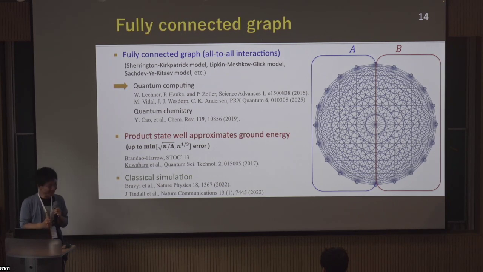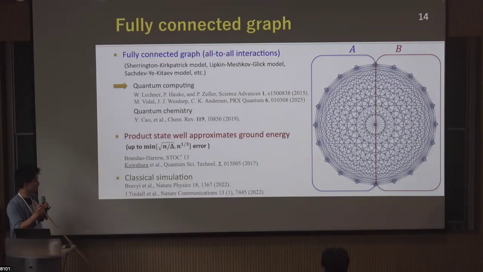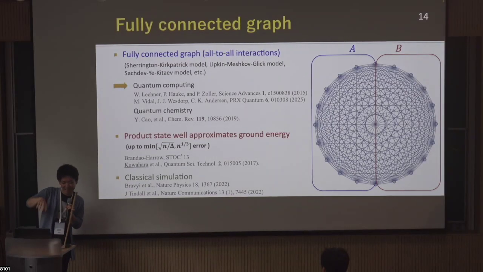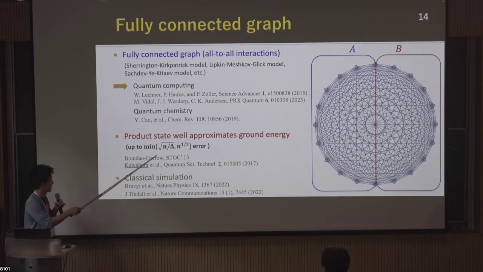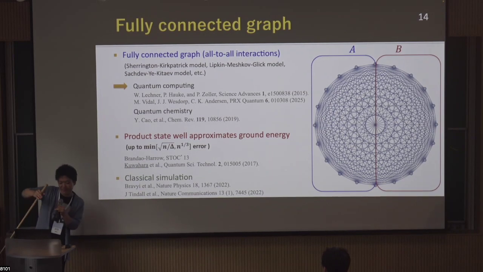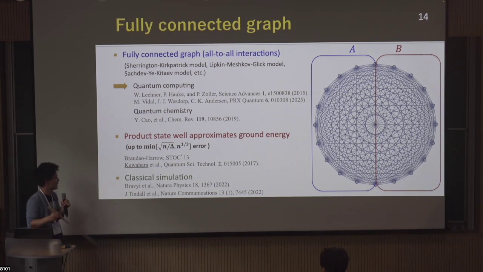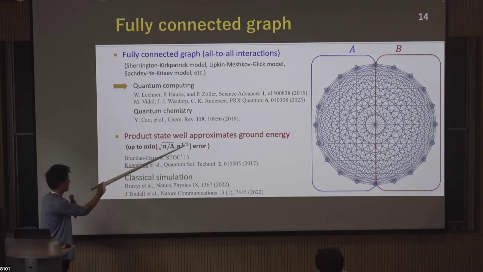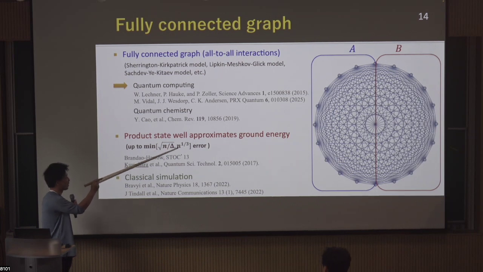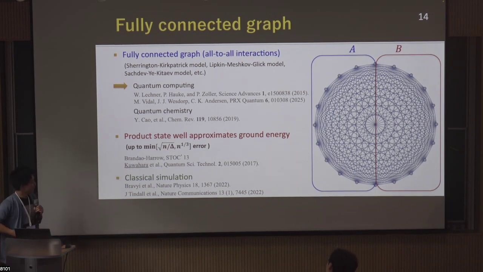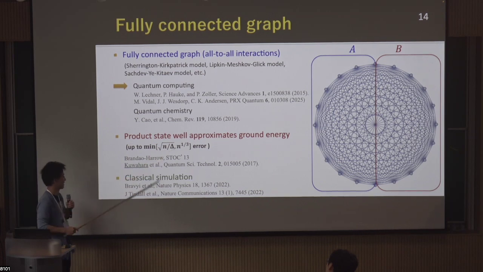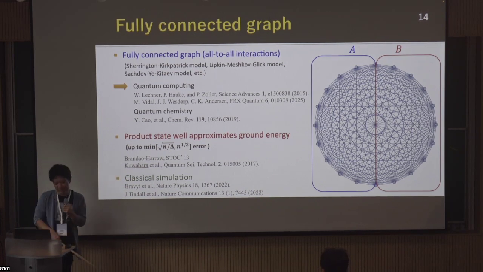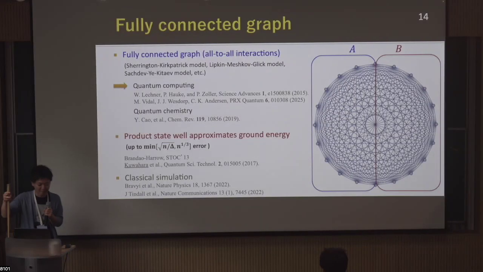A very good property of the fully connected model is that a product state well approximates the ground energy. The approximation error is at most square root of n if the system is gapped. And even without a gap, the error is not n to the power 1 over 3, but n to the power 2 over 3. So for an arbitrary Hamiltonian, the approximation error is at most n to the power 2 over 3, which was proved by Brandao and Harrow in 2013. So the product state will approximate the ground energy.